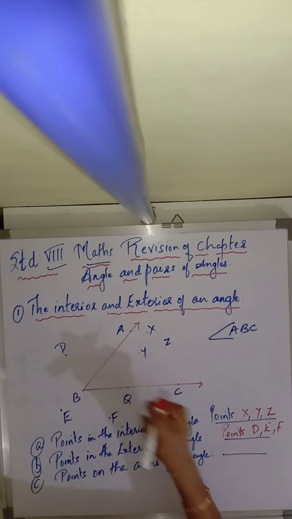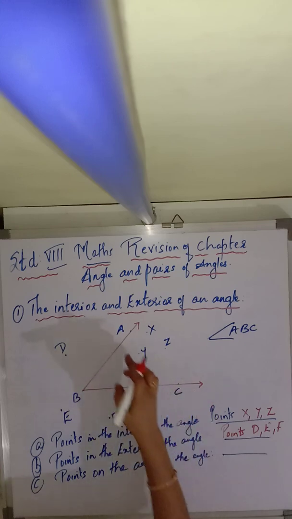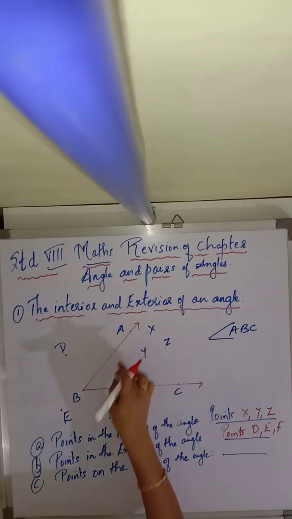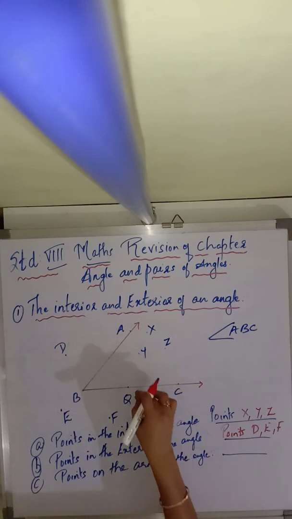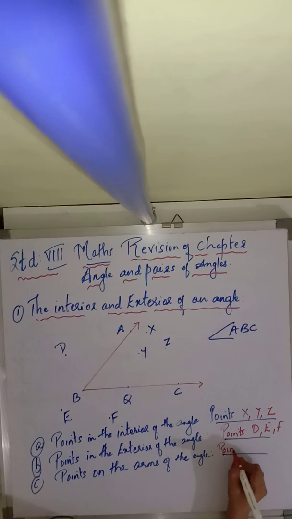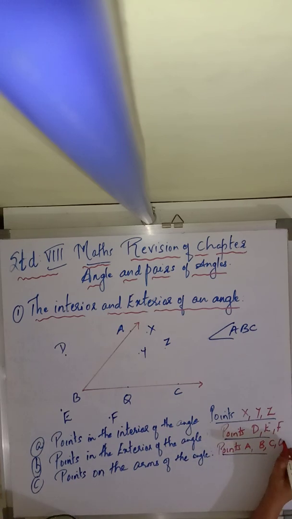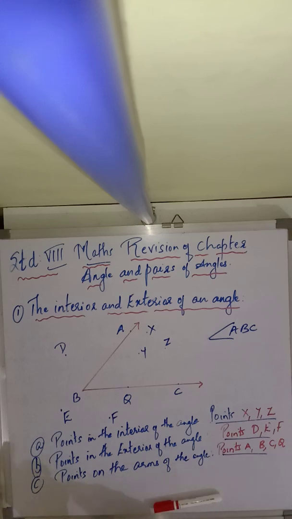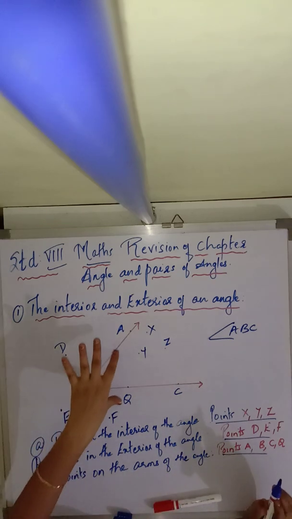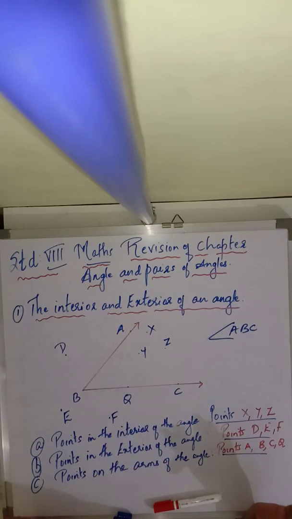Anything else? No. The points on the two arms of the angle are point A, point B, point C and point Q. So the points are A, B, C and Q. I hope, children, you have understood which are the interior points, which are the exterior points and which are the points on the arms of the angle.